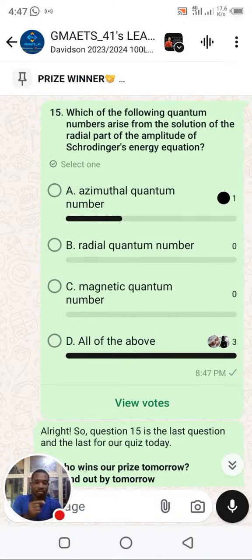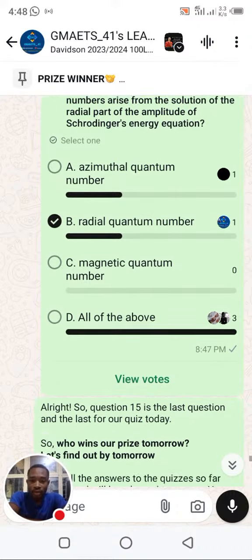Which of the following quantum numbers arise from the solution of the radial part of the amplitude of Schrodinger's energy equation? None of the entry is actually correct. The correct answer here is B, the radial quantum number. In Schrodinger's equation, the solution is obtained from the radial part of the amplitude. Take note, radial quantum number is the same as principal quantum number. All right, so that is that.